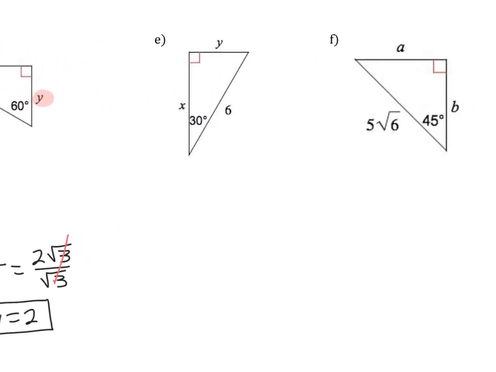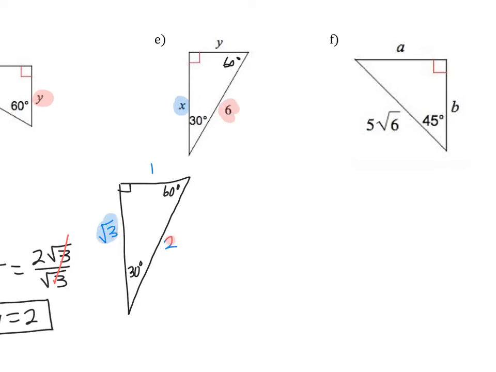Okay, let's look at this next example. So here's another 30, 60, 90. So let's draw our own in the same orientation. So 30 degrees, 60 degrees. So always start across from 30. That's 1. Hypotenuse is 2. Last leg is root 3. And let's match up some parts. So x will go with root 3. 6 goes with 2. And y goes with 1.